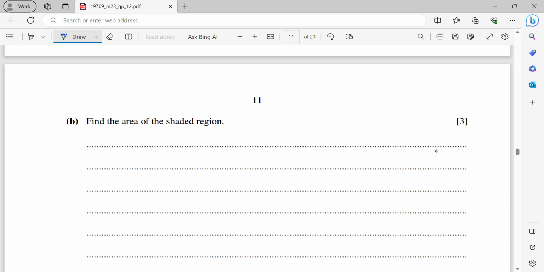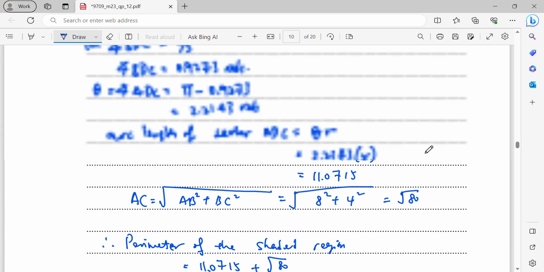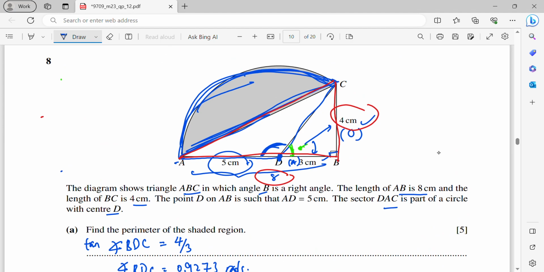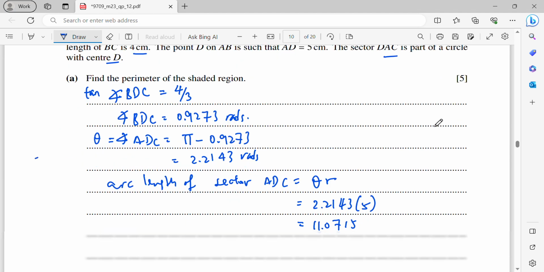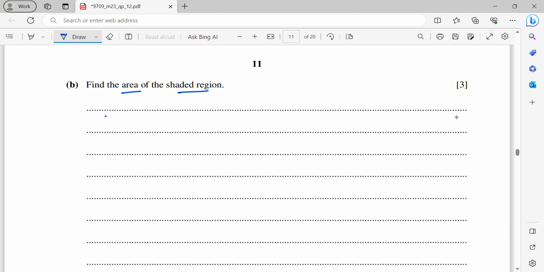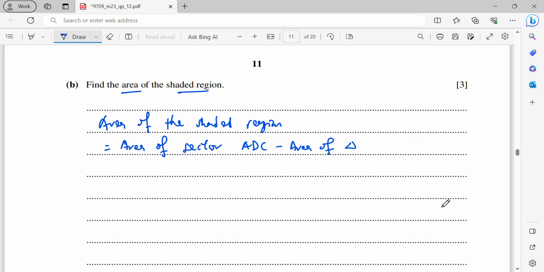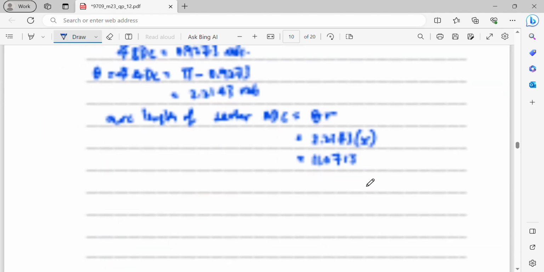Now next, find the area of the shaded region. So area of shaded region is basically area of sector ADC, whole sector, minus area of triangle ADC. Okay, so now I will get area of sector, or I will just directly solve. That will be better. Area of the shaded region equals to area of sector ADC minus area of triangle ADC, right? ADC.